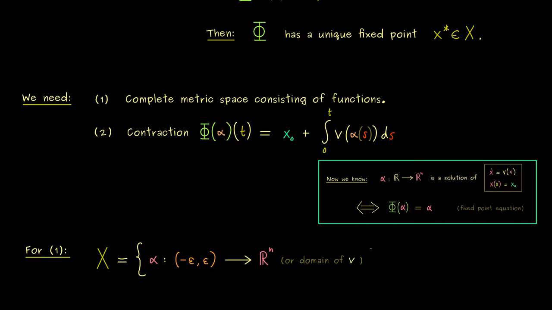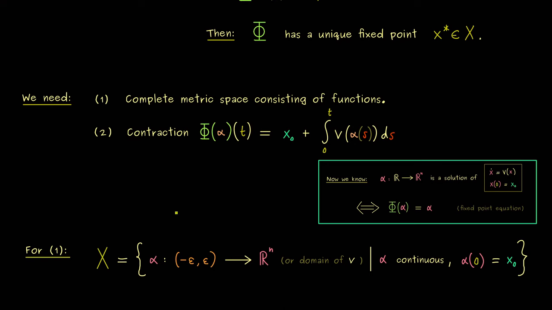First, they should be continuous functions, and they should fulfill the initial value. This means alpha at the point of time 0 is equal to x0. Okay, so there you see, this is the whole description of the functions we want to consider. However, it's not a metric space yet.